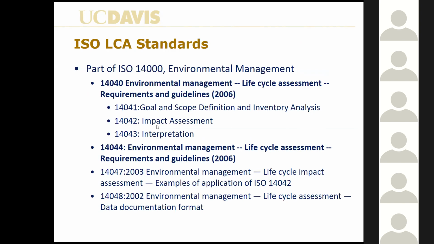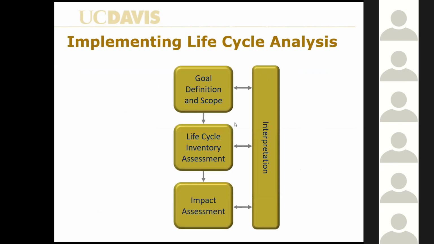But one thing I want to point out at this first one, 14040, is that 41, 42, and 43 really go through the steps of life cycle assessment, how we actually undertake a life cycle assessment. And so here's the figure based on ISO's figure for how we think about going through a life cycle assessment. So we think about first defining a goal and scope, then conducting an inventory assessment. This is the accounting stage where we track all those flows, and then impact assessment, and then interpretation, which is most important at the end but can occur throughout.